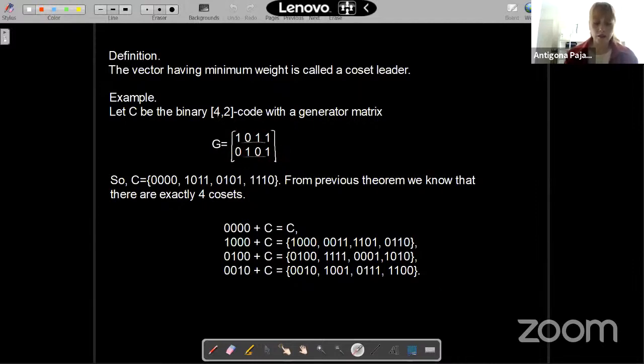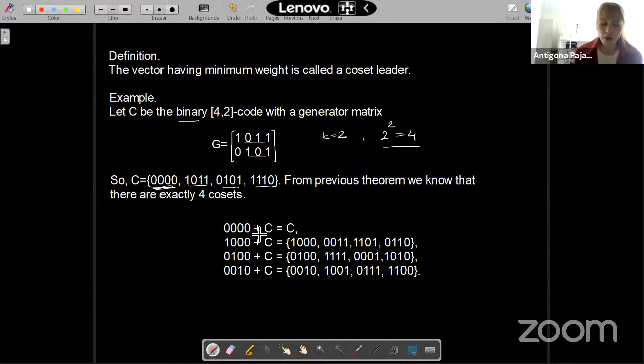Now I know that k is equal to 2. And in binary we are working with 2 elements, so 2 to the 2 is equal to 4. So I know that there are 4 cosets. And also the linear code contains 4 code words. And I know that the 0 0 0 0 vector belongs to the code. I know that the rows of the generator matrix belong to the code, and their linear combination gives us the 4th code word.